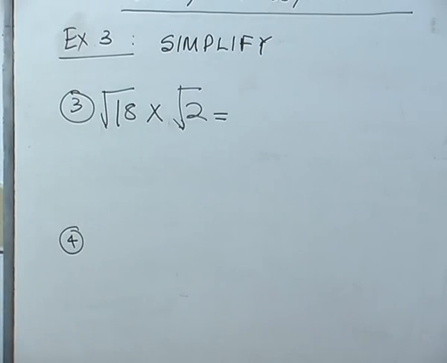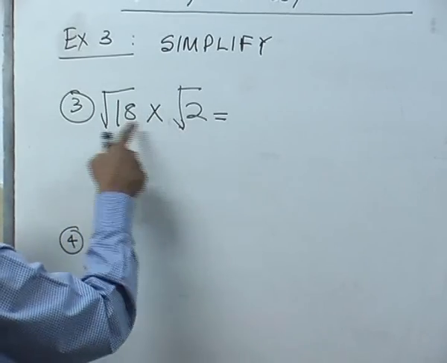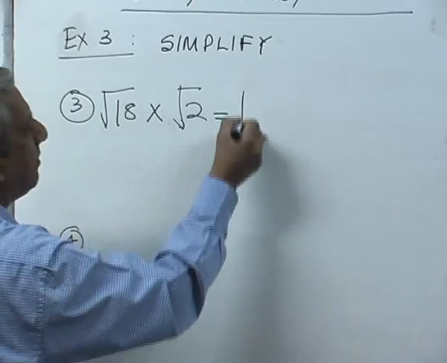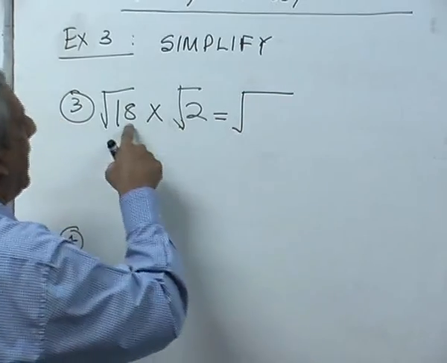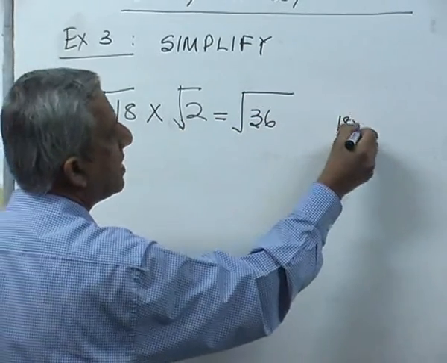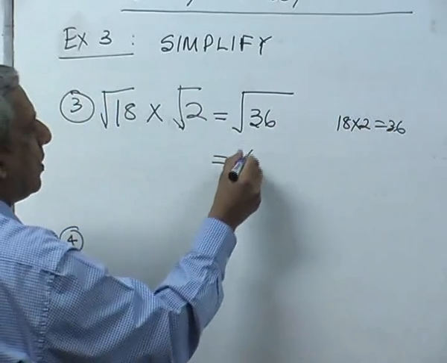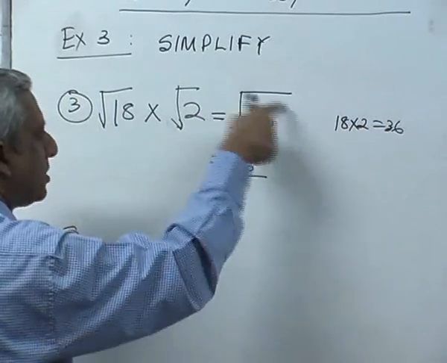Right, so we're looking at square root of 18 times square root of 2. They are both square roots and therefore you can multiply them. It becomes square root of 18 times 2, which is 36. You see, 18 times 2, 36. But square root of 36 you know is 6. If you don't know, check on the calculator.